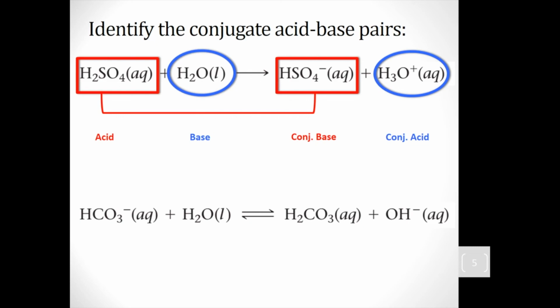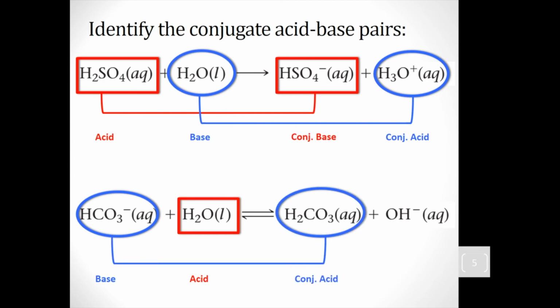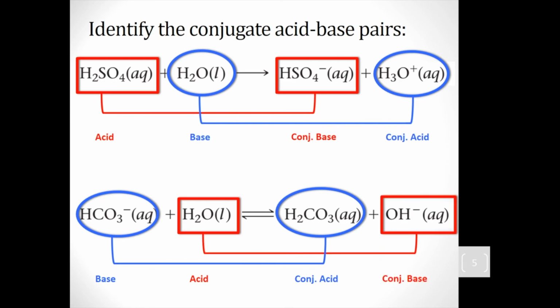Of course, we said that water was amphiprotic, so let's identify it in these reactions. HCO3- reacts with water in equilibrium with H2CO3 and OH-. HCO3- is accepting a proton from water. That makes HCO3- the base and H2CO3 its conjugate acid. This makes H2O the acid and OH- its conjugate base.